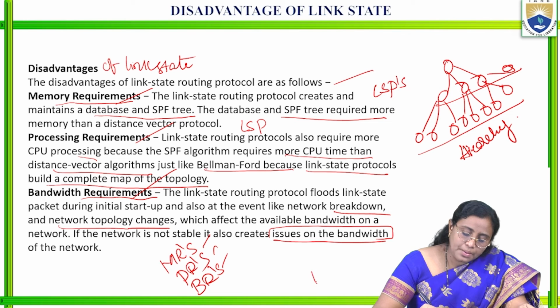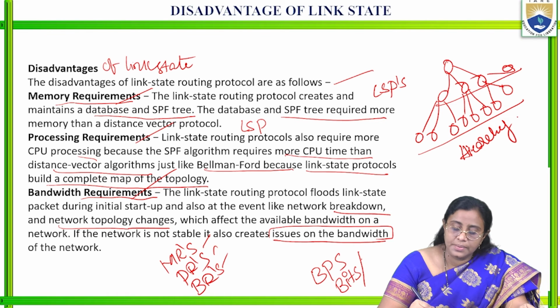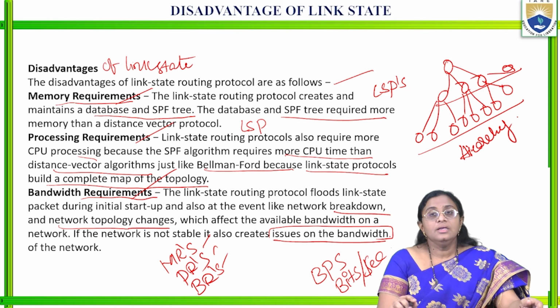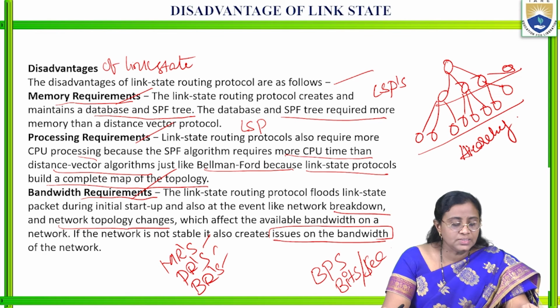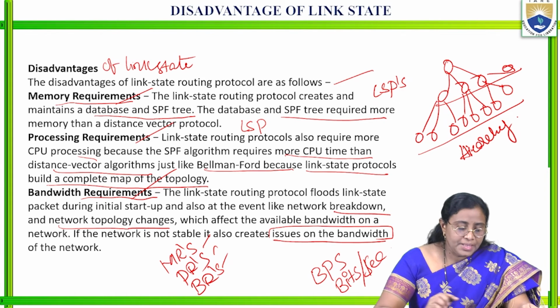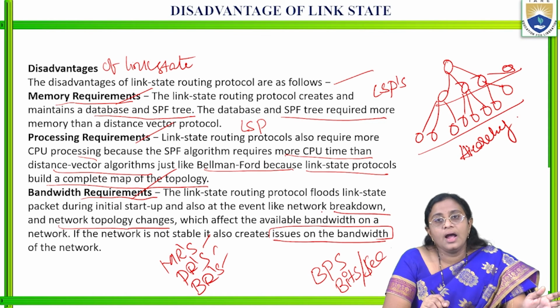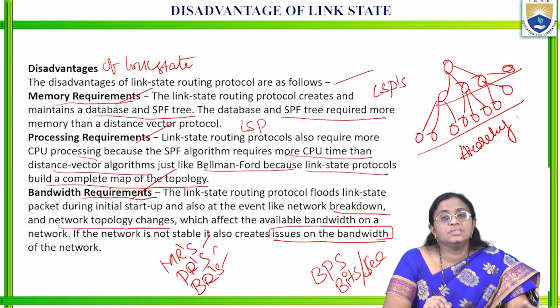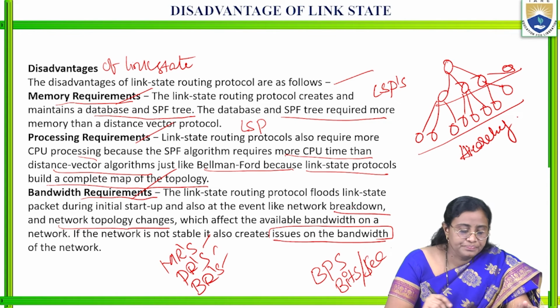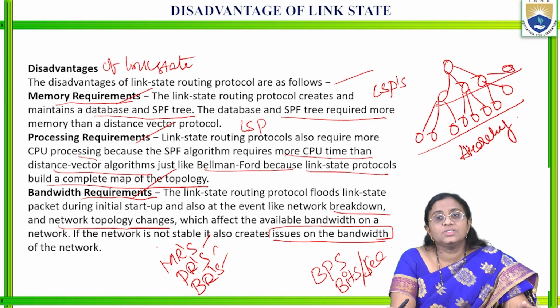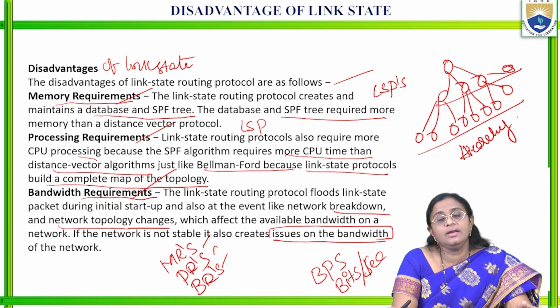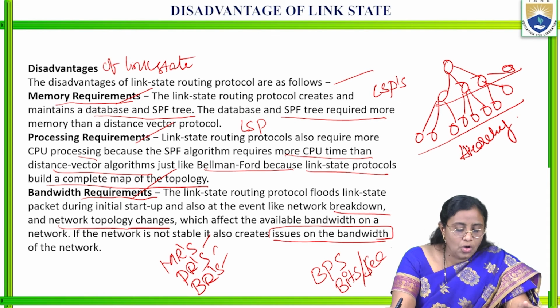Bandwidth means bps, that means the rate of bits or the rate of data packets which can be transmitted per second, bits per second. Here, the link state routing protocol floods link state packets during initial startup and also at events like network breakdown and network topology changes, which can affect the available bandwidth on a network. If the network is not stable, it also creates issues on the bandwidth of the network.